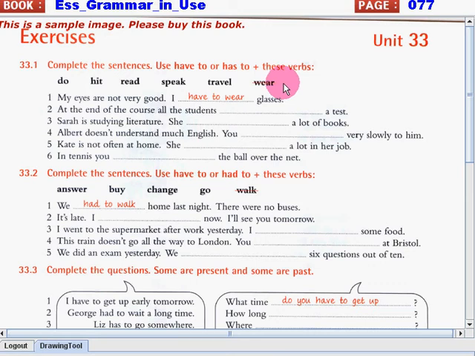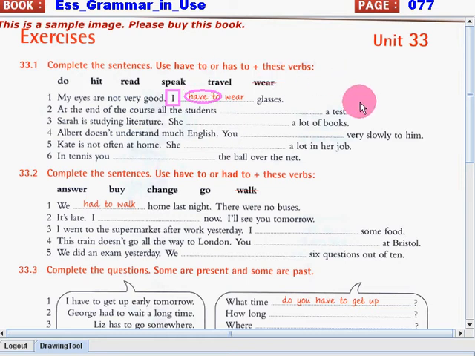So students, if you can still remember, we use have to for plural subjects or nouns, and then has to for singular nouns or subjects. Now, let's have number 1 for an example. My eyes are not very good. I blank glasses. Okay, so as you can see, our subject is I, and I takes a plural verb. That's why we wrote here, have to wear. I have to wear glasses.